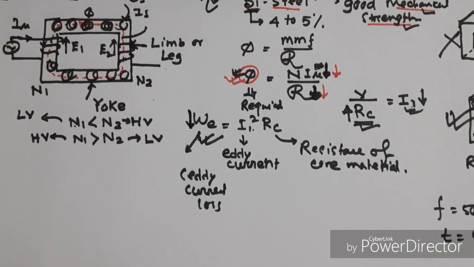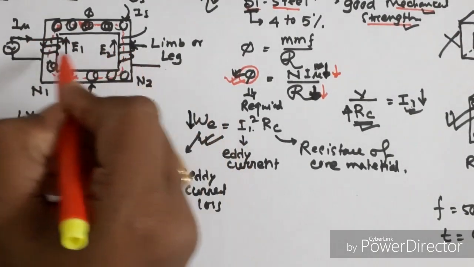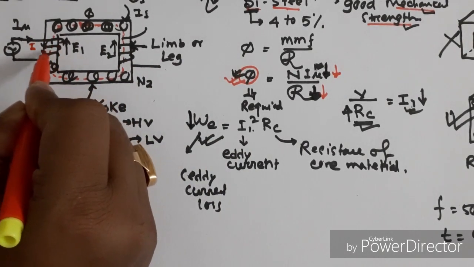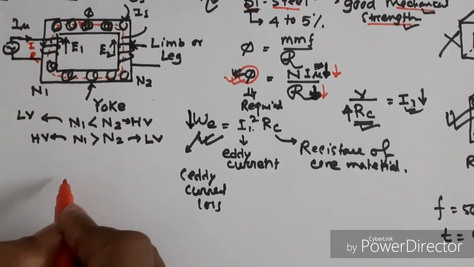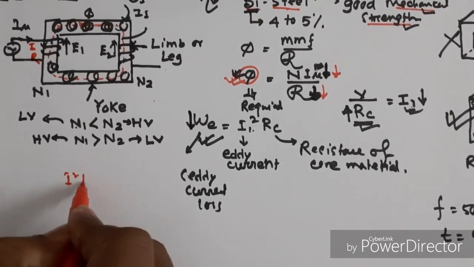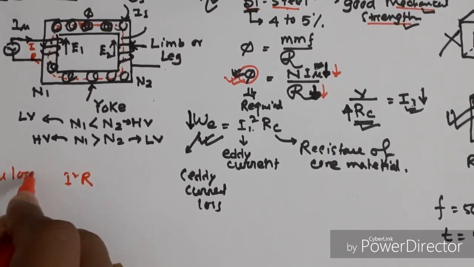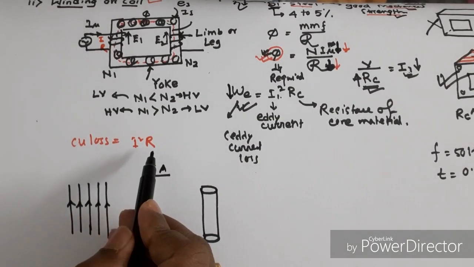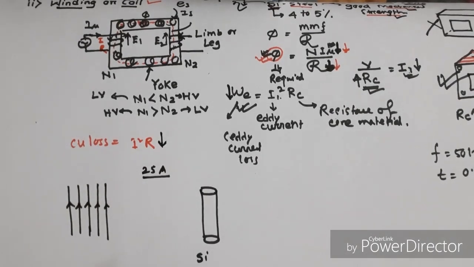Another type of loss occurs in the winding of the transformer. If the current I passes through the winding and the resistance of the winding is R, then the resistance loss will be I squared R loss in the transformer winding. This is called copper loss. So copper loss equals I squared R loss. My main target is to reduce this copper loss.